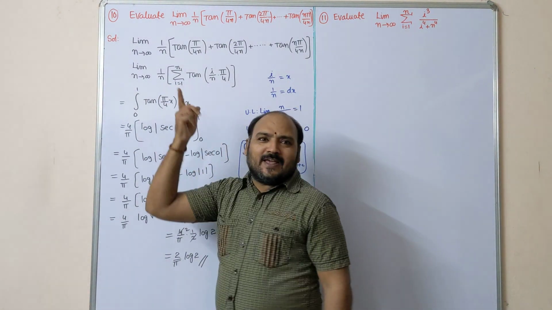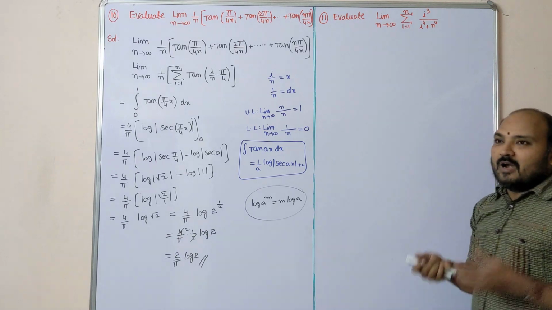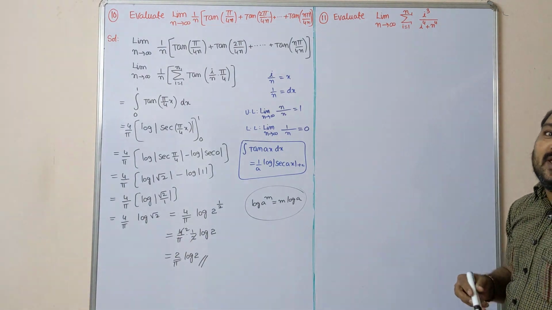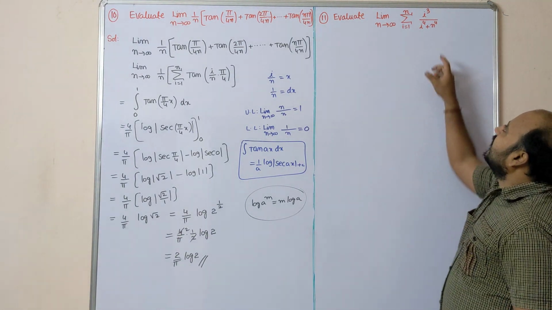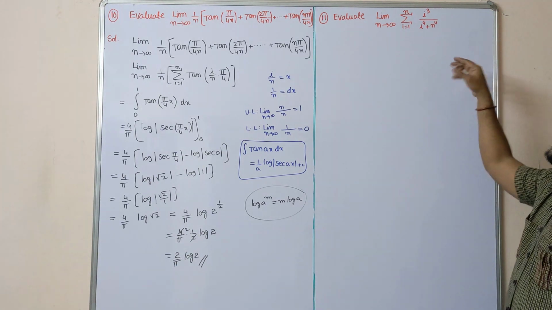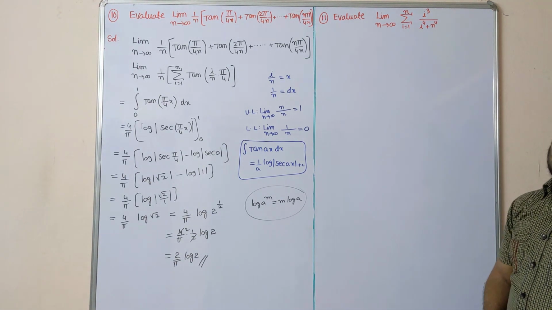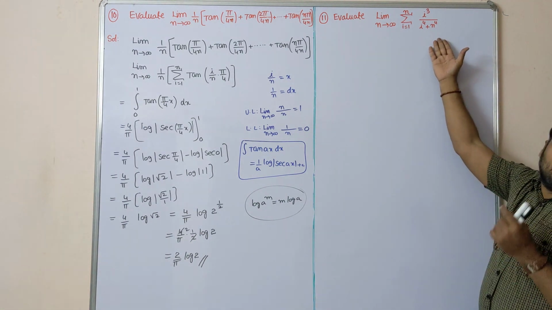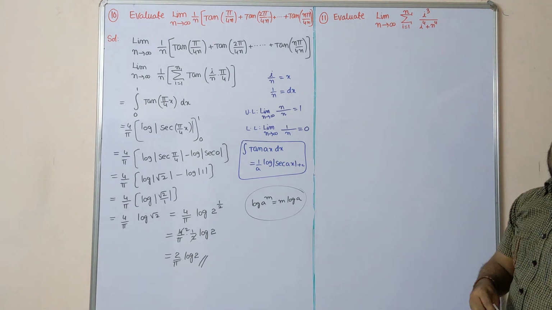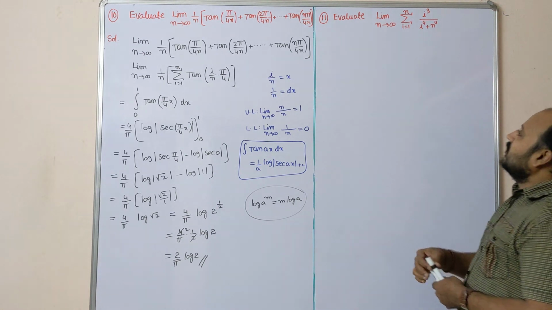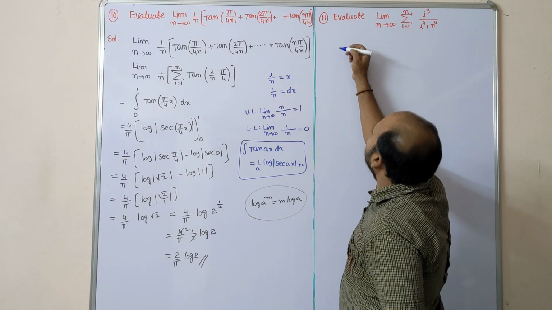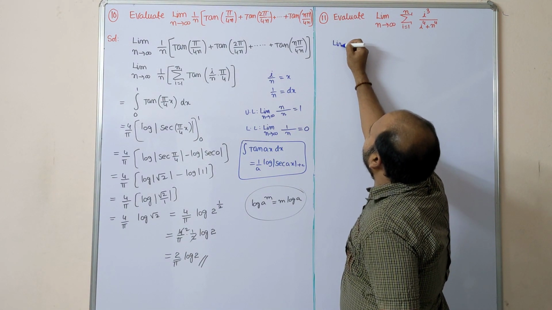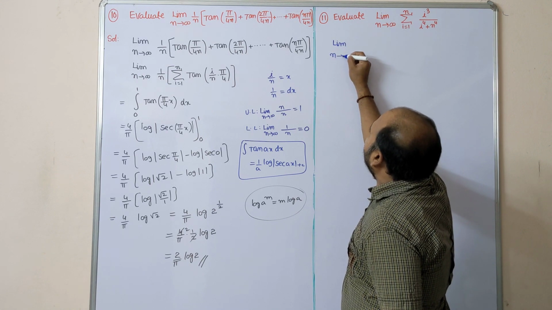This form is given directly, sigma. But 1 by n is not there. I want to get 1 by n. How to get it: in the numerator the power is 3, in the denominator the power is 4. So dividing numerator and denominator by n power 4. See here how it will be: limit n tends to infinity.